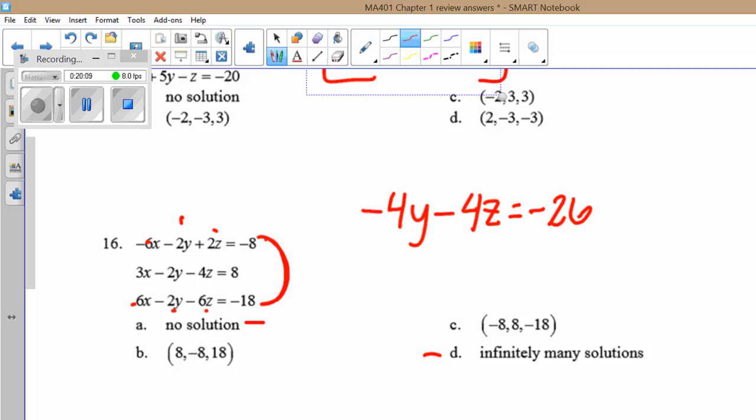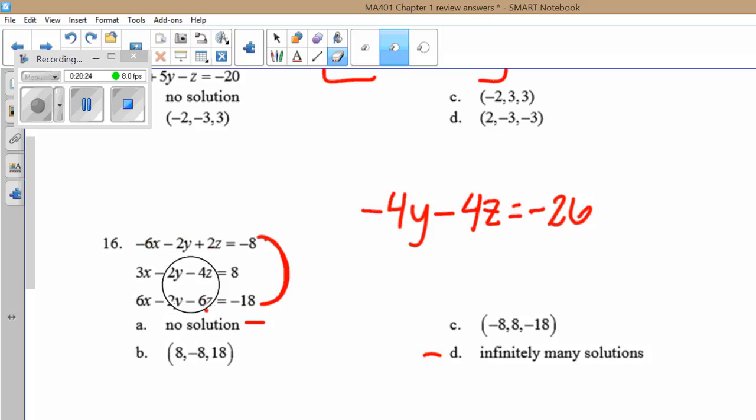Okay, do you see that? Let's just check it real quick. I combined these, they canceled. I combined these, they're negative 4y. I combined these, they're negative 4z. And 8 and 18 made 26, and it was negative because they were all bad guys. Okay, grabbing my eraser because I've got like red squiggles all over the place here.